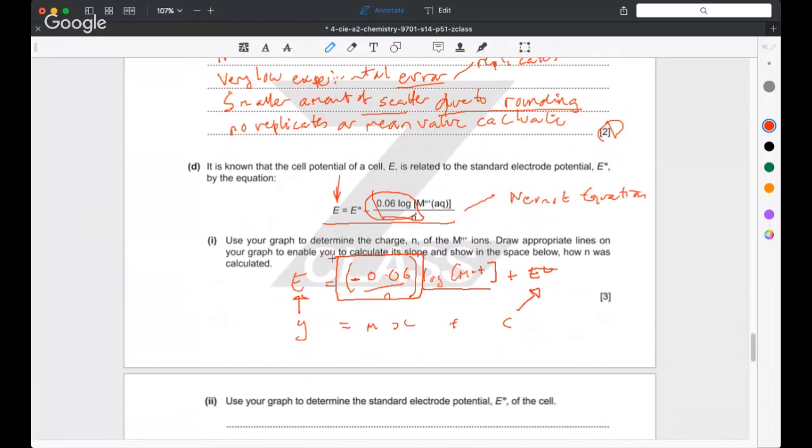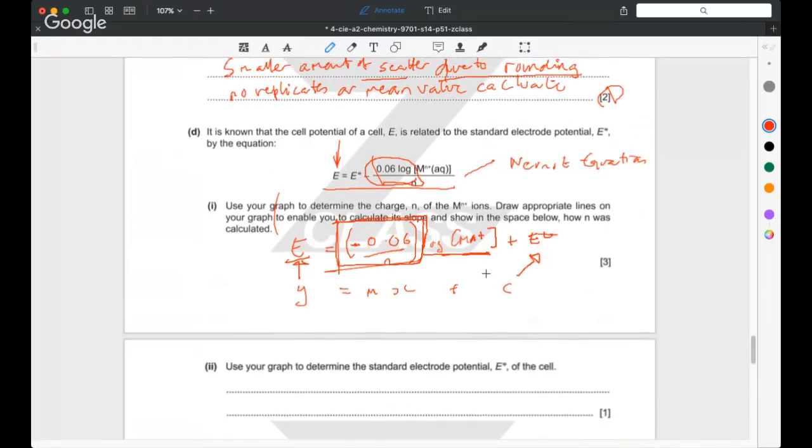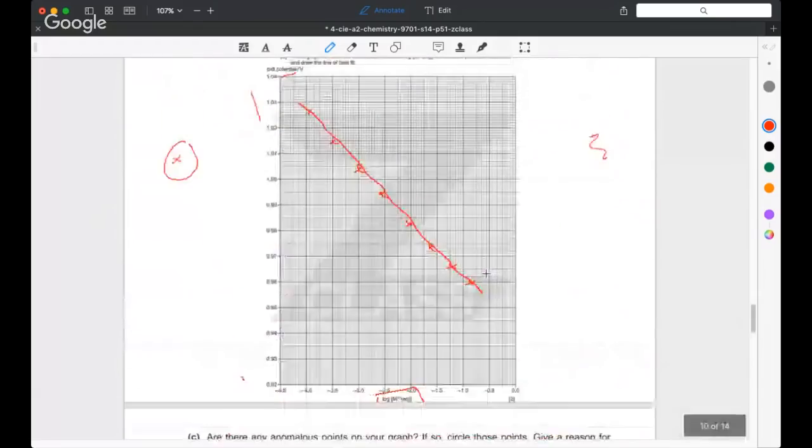So the examiner is expecting you to spot that Nernst equation, if you just move things around a bit, exactly fits the equation of a straight line. And you've plotted y against x, you've plotted the cell potential against the logarithm of the concentration. And that means that the gradient of the line is minus 0.06 over n, where n is this number of charges up here. So you've got to use that information to calculate a gradient.